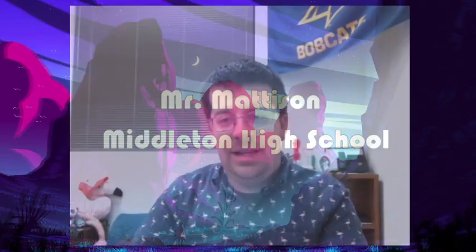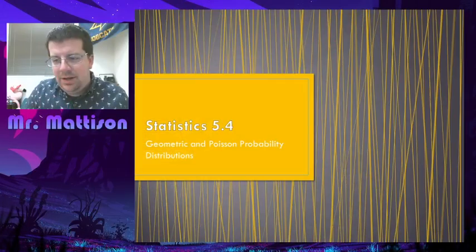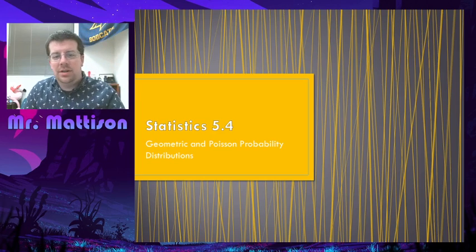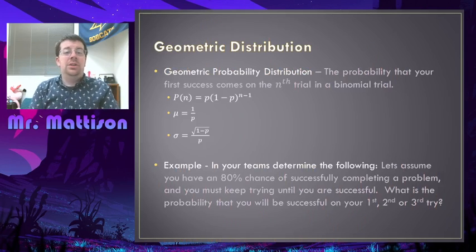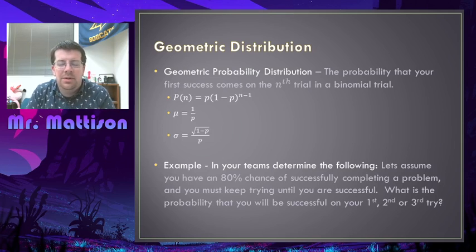Alright guys, this is Stats 5.4, and we're going to be talking about geometric and Poisson distributions today. First off, we're going to talk about geometric distributions. This is the probability of you having your first success on the nth trial.